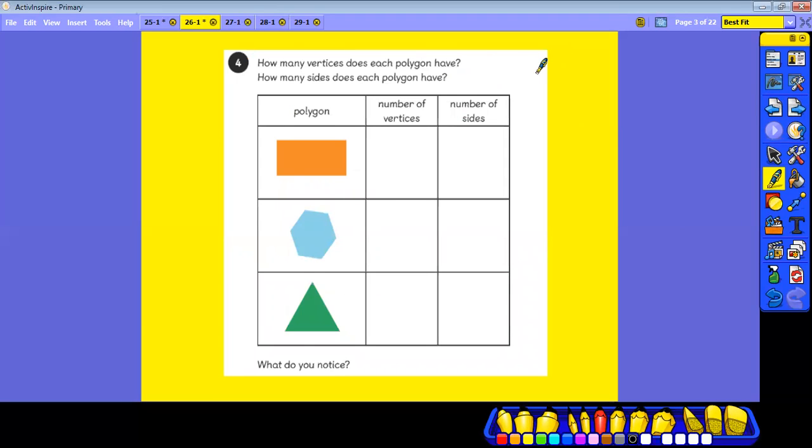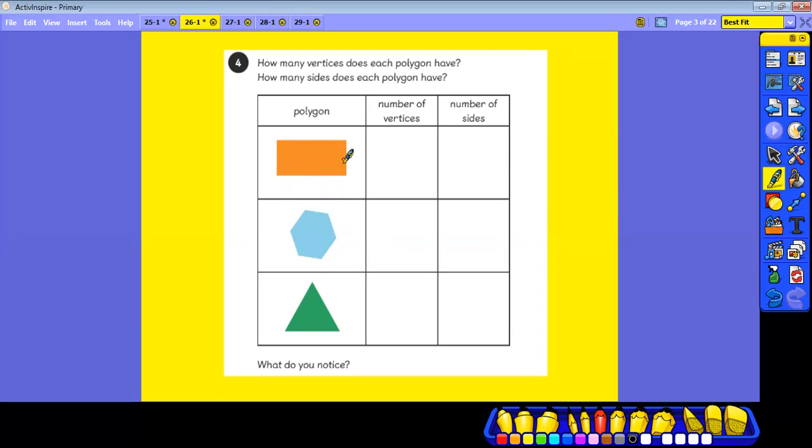And for this task, it's asking us how many vertices does each polygon have? So we've got pictures of 3 polygons, which also, as we know, can be named as rectangles or triangles, or do you know this shape, children? 1, 2, 3, 4, 5, 6-sided shape? I wonder if you do. That might be helpful later.